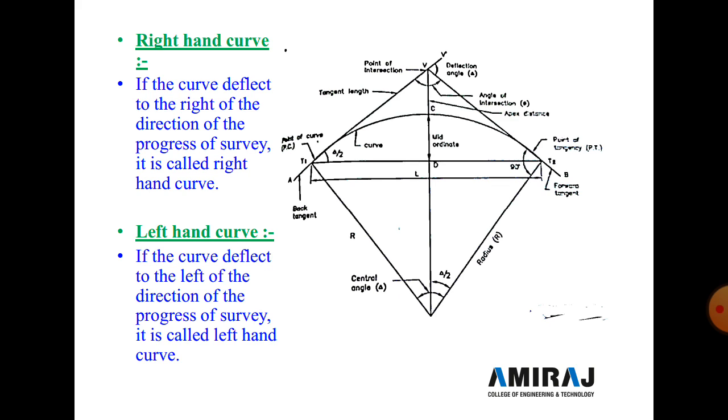Next is a right hand curve. If the curvature deflects to the right direction of the survey line, it is known as a right hand curve. Like this one is a straight line and the curve starts in a right direction, so it is a right hand curve. And this one is a straight line and a left direction curve, so it's a left hand curve.